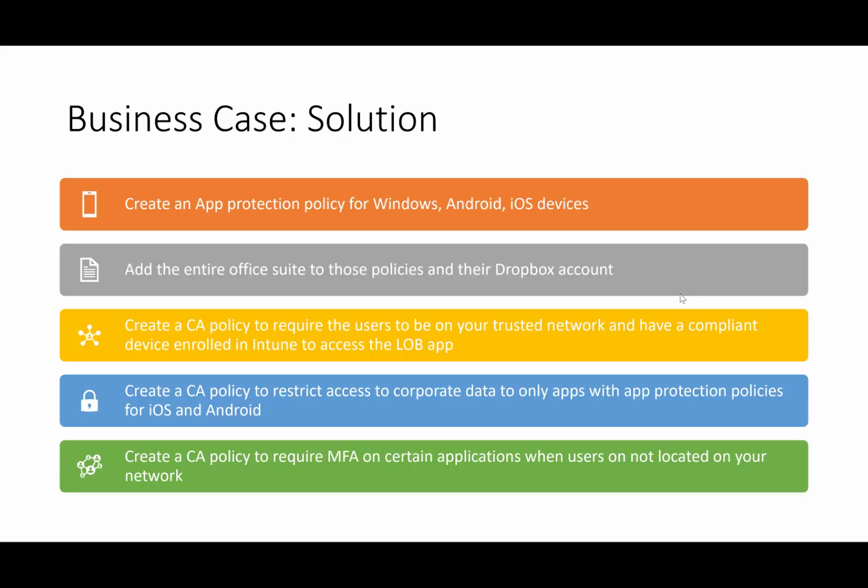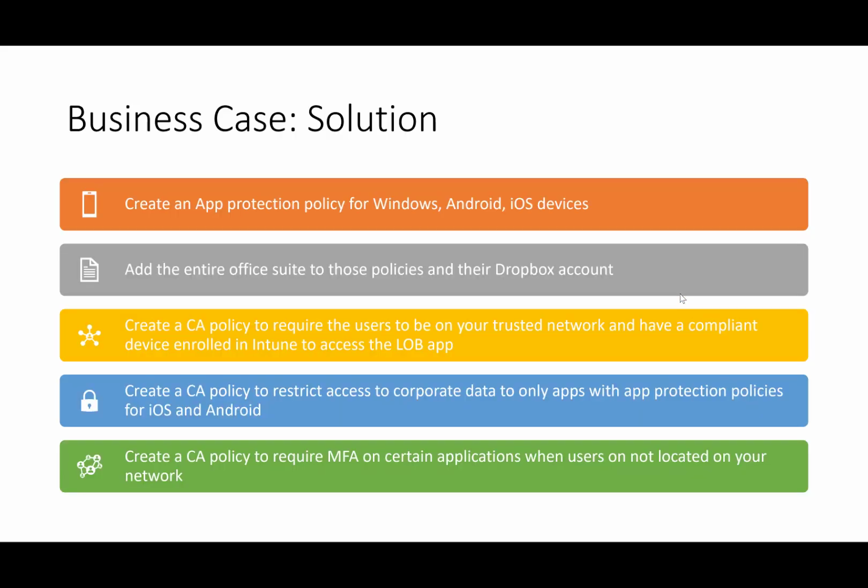And that allows us to have access over those data points and be able to wipe them if a user leaves. Secondly, when we look at the sensitive info like the business critical apps, we have the conditional access policy to have that on our trusted network and have a compliant device enrolled into Intune in order to access that. We've created this conditional access policy to restrict corporate data to only apps with protection policies, and we've created another one to require MFA on certain applications when they're not located on your network.